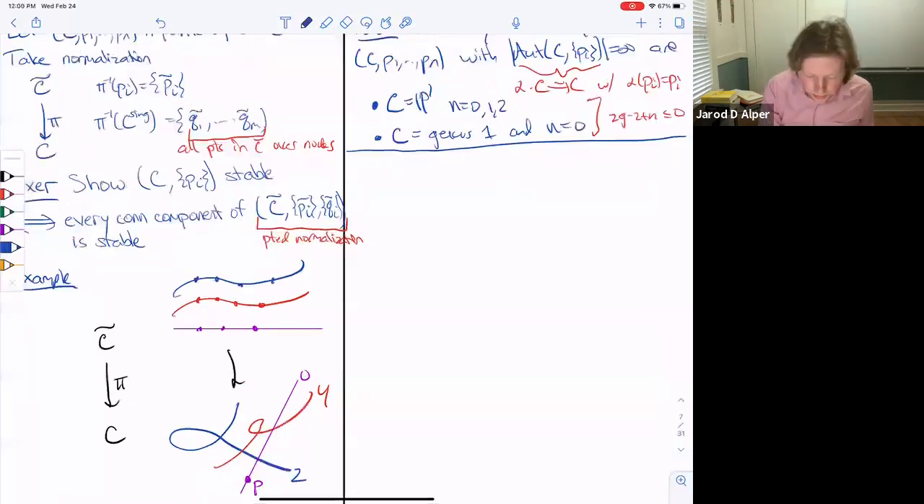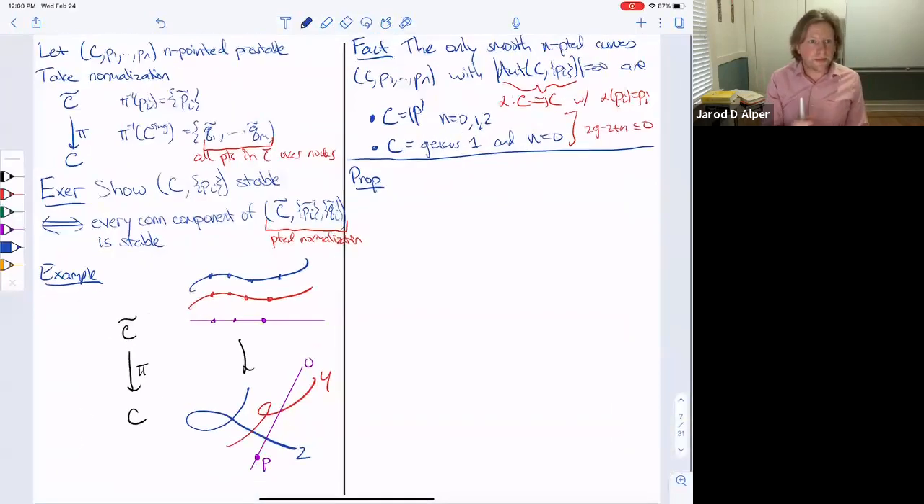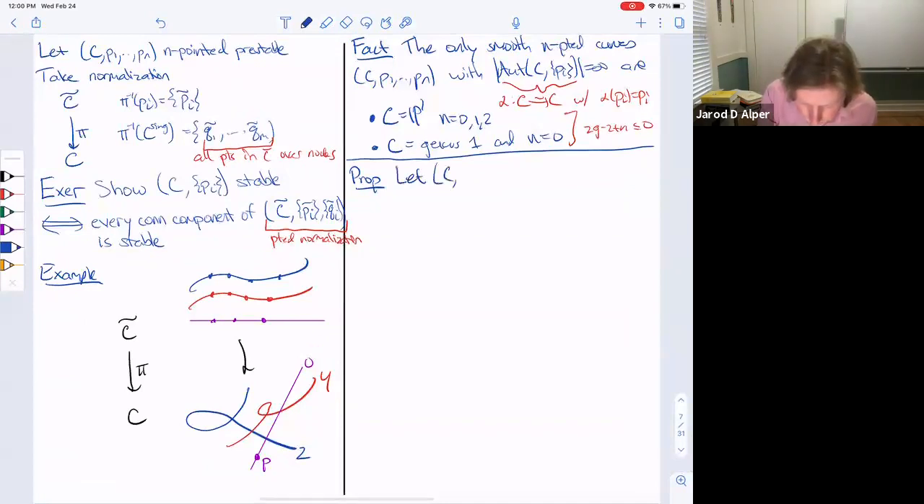And so we're going to use this fact to prove the following proposition. So let C be an n-pointed pre-stable curve.